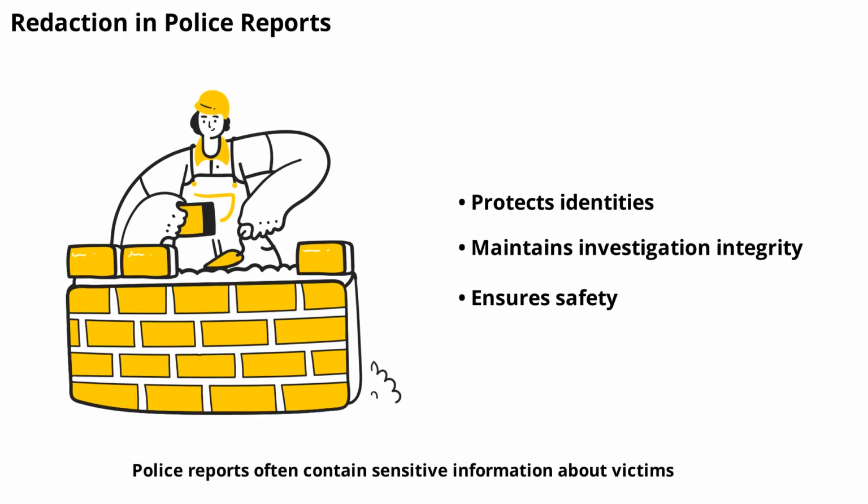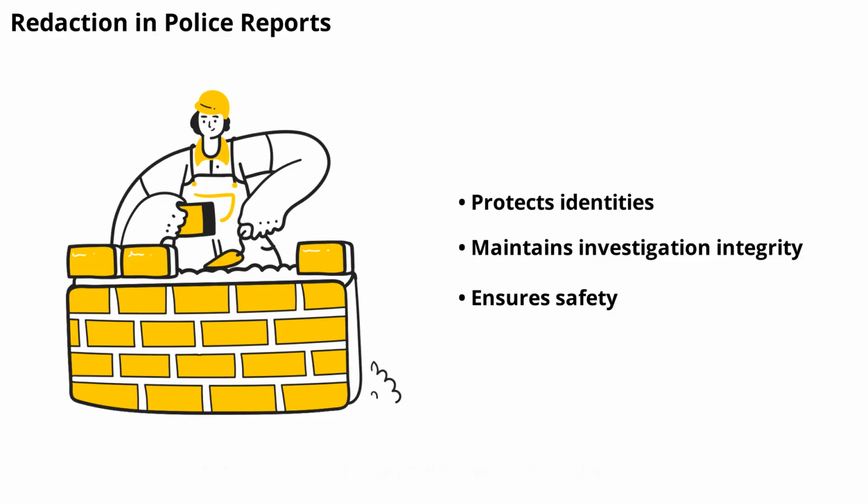Police reports often contain sensitive information about victims, suspects, or ongoing investigations. When these reports are released to the public or media, redaction is used to protect identities and prevent interference with law enforcement activities. This helps maintain the integrity of investigations and ensures the safety of those involved.